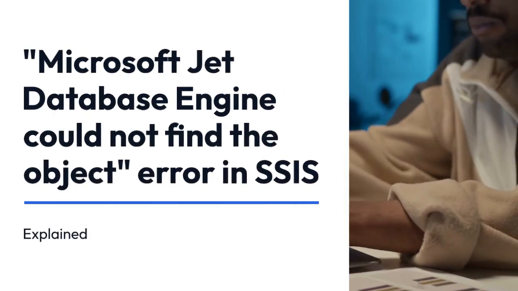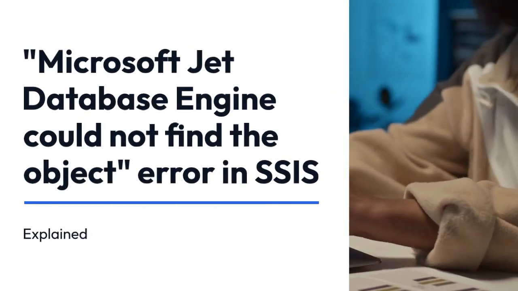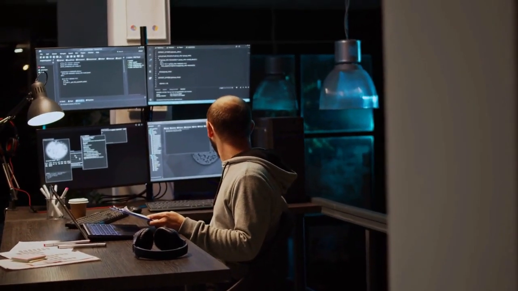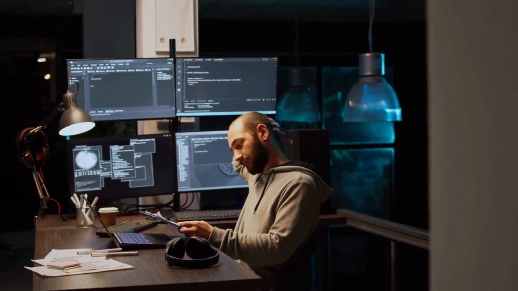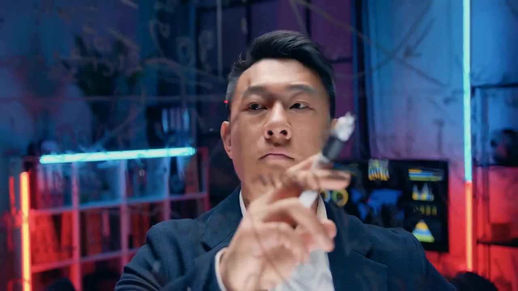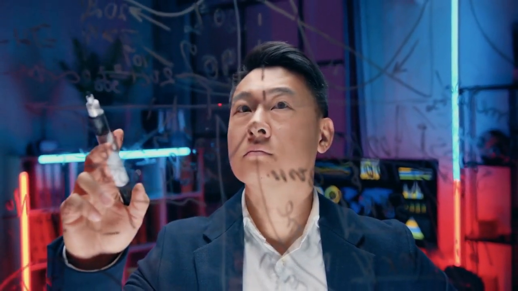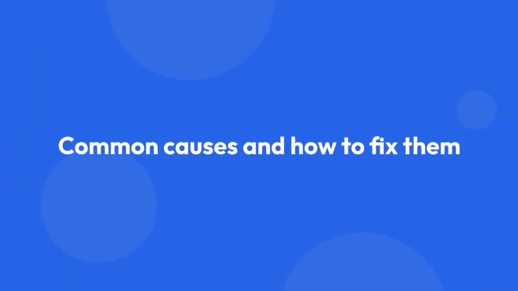We're explaining the Microsoft Jet database engine could not find the object error in SSIS. This frustrating error typically pops up when your SQL Server Integration Services (SSIS) package tries to access a Microsoft Access database .mdb or .accdb and can't locate the table, query, or other database object you specified. Let's break down the common causes and how to fix them.